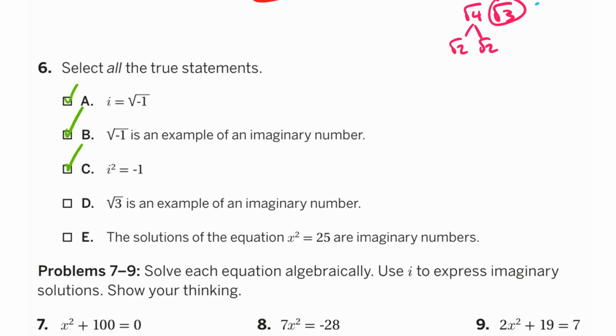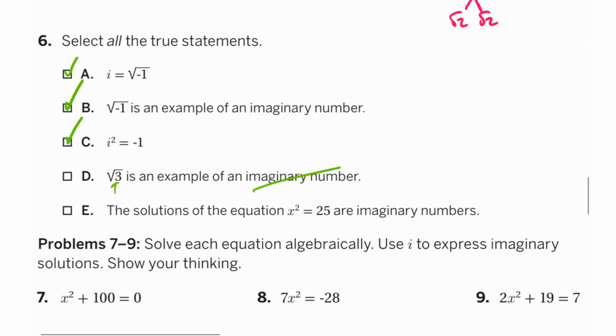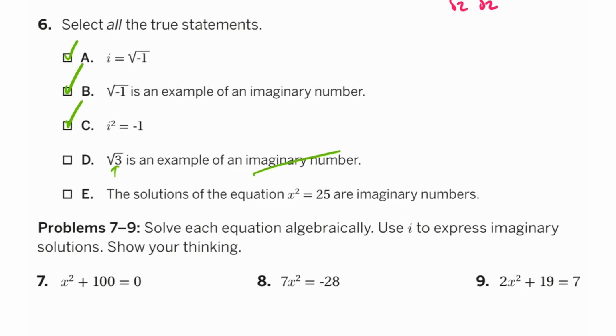For D, the square root of 3 is an example of an imaginary number. No, imaginary numbers are when we square root a negative. That's not a negative number. The solutions of the equation x squared equals 25 are imaginary. That's also not true because when I take the square root of a positive number, I do not get an imaginary number.